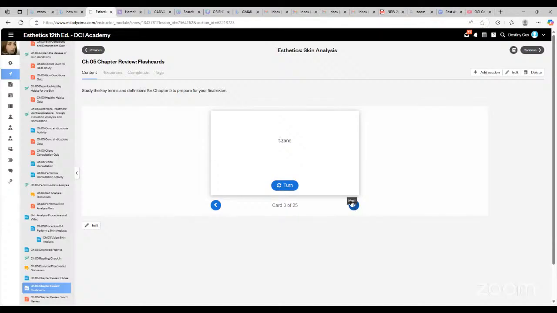T-zone. Can somebody tell me the area where the T-zone is affected? Where's the T-zone? Forehead and nose. All right. Forehead, nose, and chin. It looks like a T. It's the center area of the face, correct? It corresponds to the T shape formed by the forehead, nose, and chin. Good job.